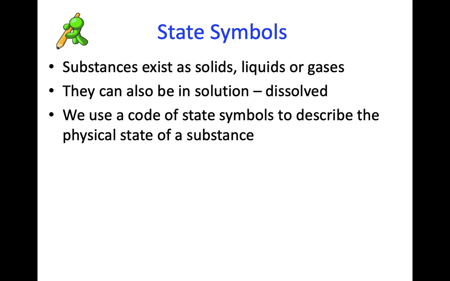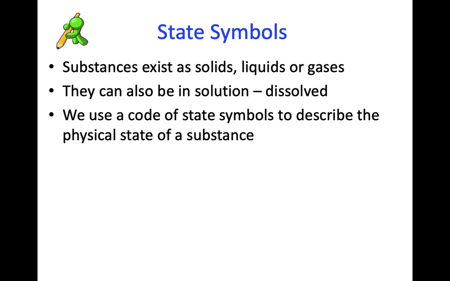Now, in chemistry there's a code to describe the physical state of a substance because it would take far too long for you to write in a chemical equation solid magnesium, gaseous oxygen, a solution of sodium chloride. That would take far too long. So instead we have a code, state symbols, which will help you write this shorthand.